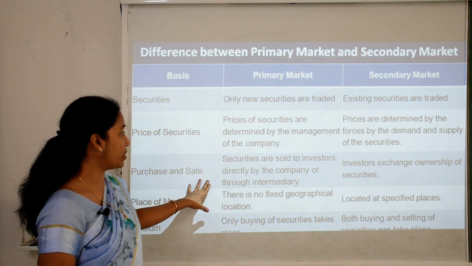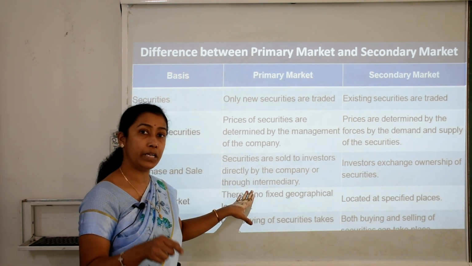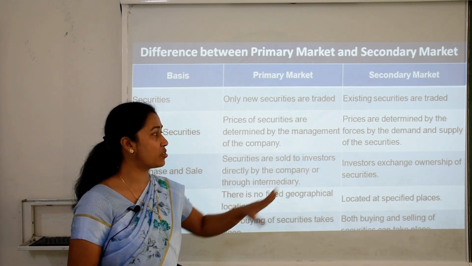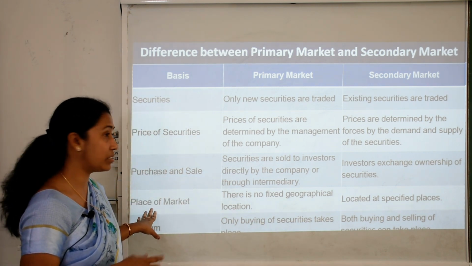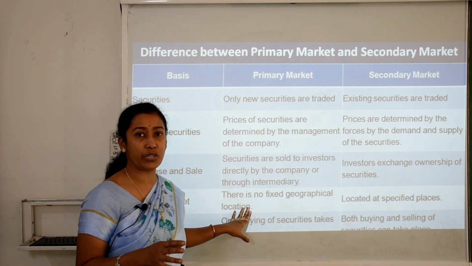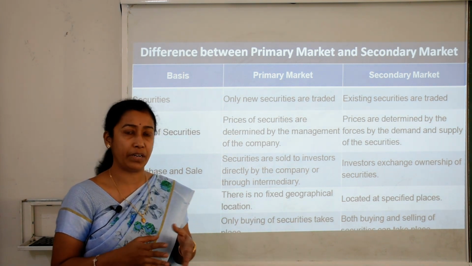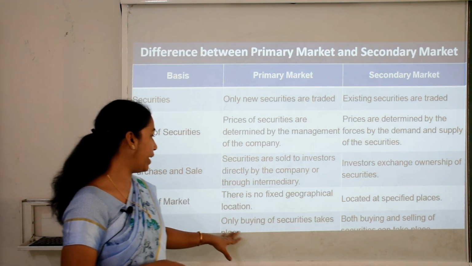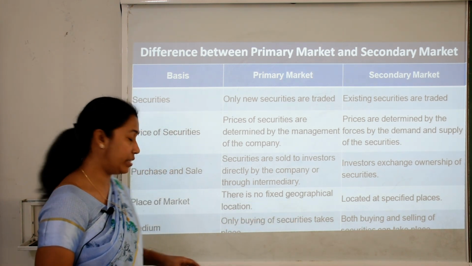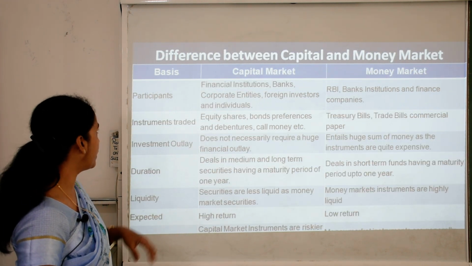Then purchase and sale of securities. Securities are sold to investors directly by the company or through some intermediary, that is through brokers. In secondary market investors exchange ownership of securities, that is it is negotiable. Whereas place of market, there is no fixed geographical location for primary market, but for secondary market it is located at specified or particular places. Medium, only buying of securities takes place in primary market, but in a secondary market both buying and selling of securities takes place.